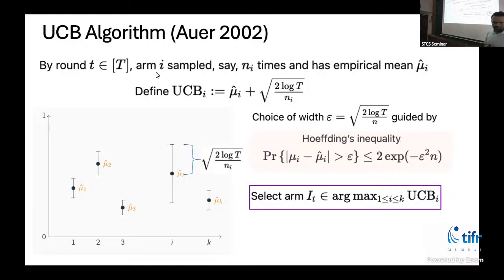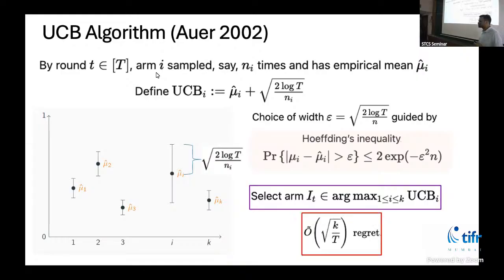That is a simple algorithm. It is an optimistic algorithm. We're always adding a confidence term to the sample mean, and this algorithm does very well. It achieves this order of square root of k over T. So what does this tell us? That if my T is high enough, this term vanishes down to 0. That means we are able to go close to mu star, the benchmark.